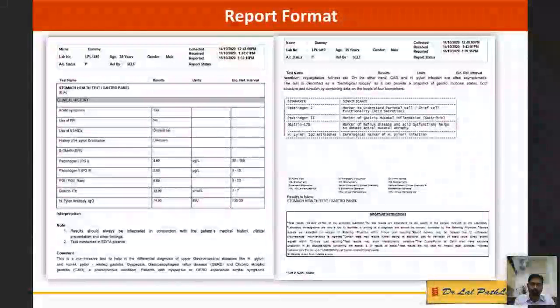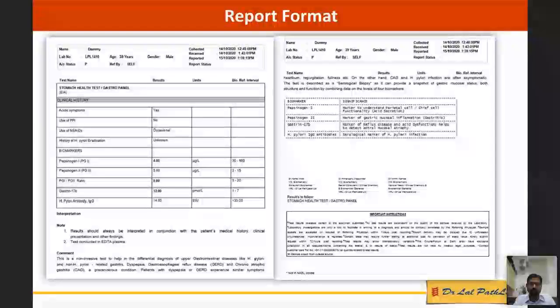So this is the report format from Dr. Lal Path Labs for the stomach function test or gastro panel, where we need some clinical history and drug history from the patient: whether the patient is having any acidic symptom, whether there is a history of using PPIs, any history of using NSAIDs, non-steroidal anti-inflammatory drugs, any history of H. pylori eradication. So these histories help us come to a proper interpretation.